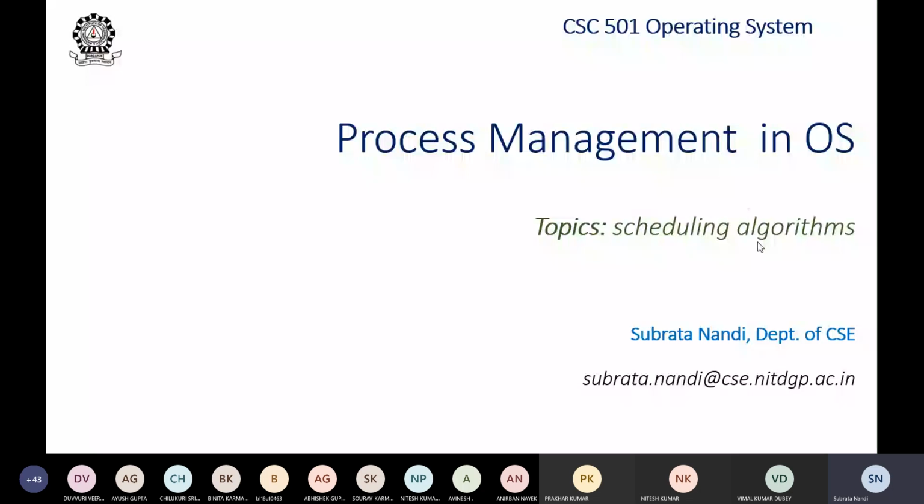So this class will be the continuation of the scheduling algorithms. We have discussed in our last class some of the algorithms that possibly can be used for short-term CPU scheduling. What we found is the problem of scheduling occurs in many cases in the operating system.